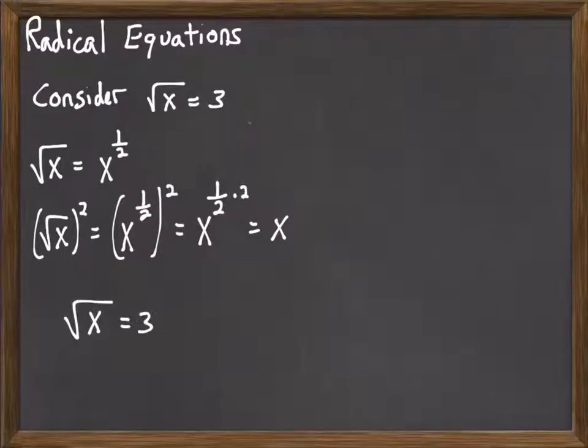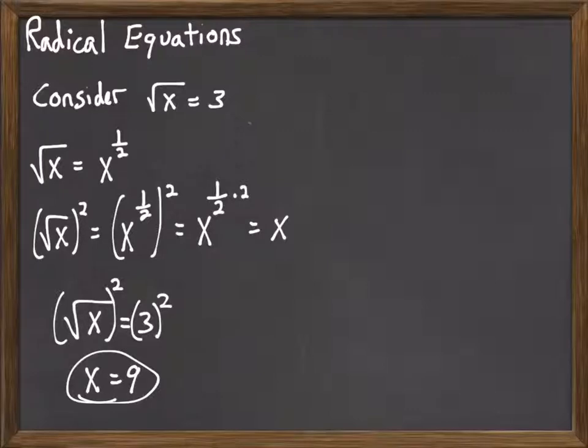And so that's exactly what we're going to do with our equation. We're going to square it to get an x, but it's an equation, so if we do it to one side, we have to do it to the other side. So in other words, we square both sides. Square root of x squared is going to be x. 3 squared would be 9. We get the answer x equals 9.